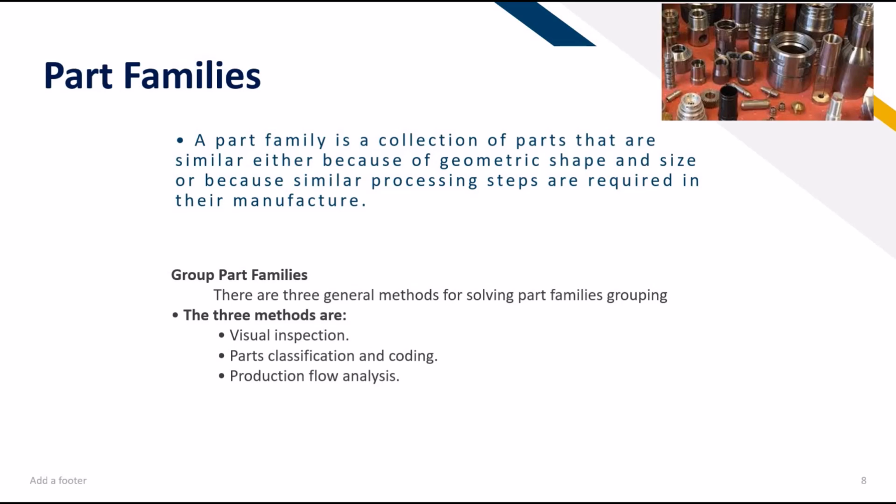And the second method is part classification and coding. Similarities among the parts are identified and these similarities are related in a coding system. And the third one is production flow analysis. This is a method for identifying part families and associated machine groupings that uses the information contained in process plans rather than part diagrams.